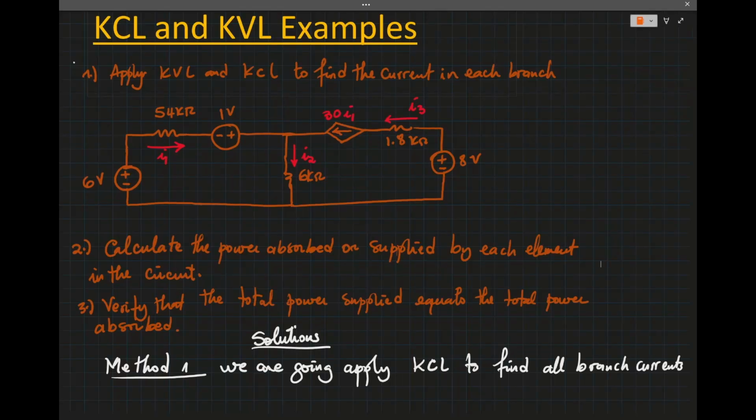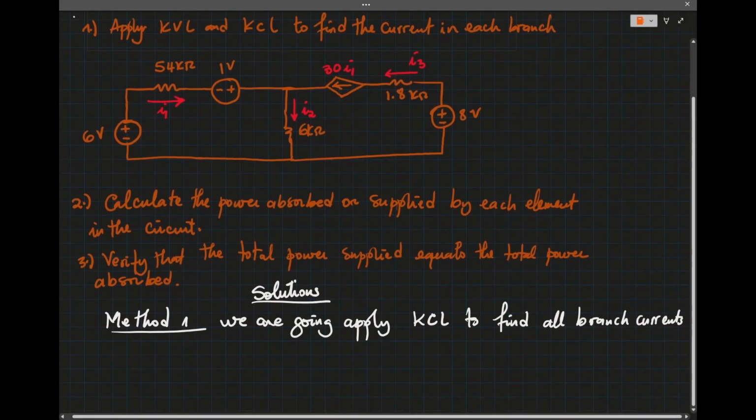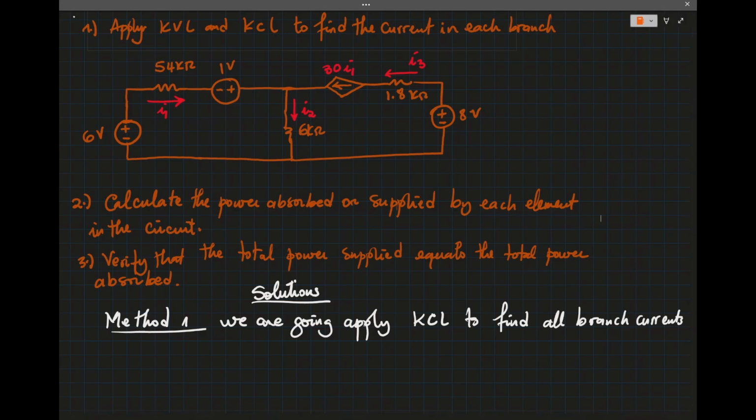In this example, one of the elements is a dependent current source. So I'd like to first use KVL or KCL first, and then I'm going to show you how we can apply KVL as well, so that we know how to apply these two methods to find branch current and solve for voltages in the circuit.